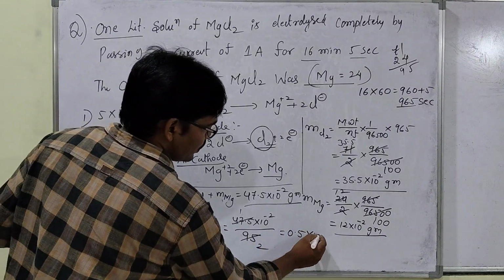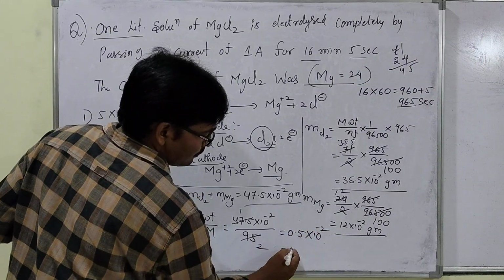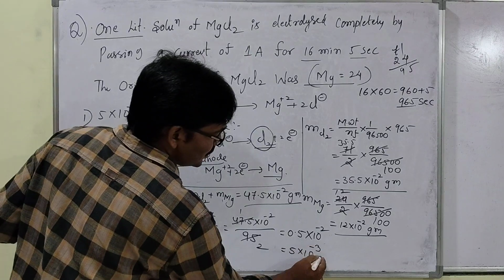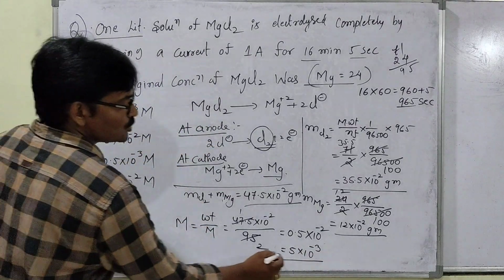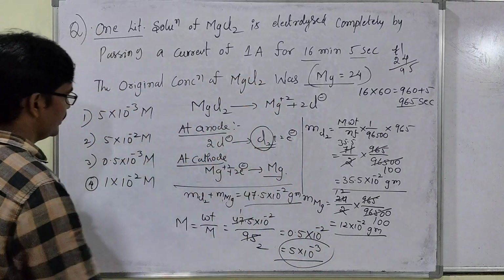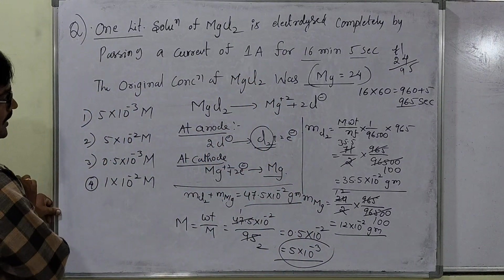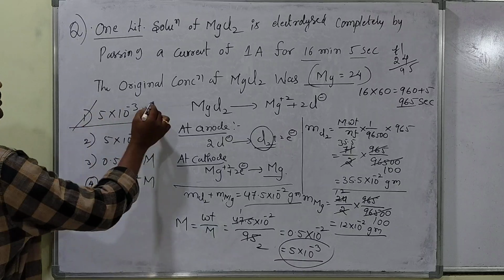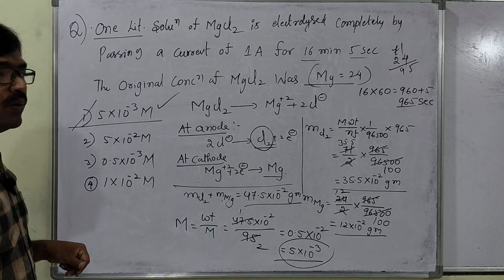0.5 into 10 to the power of minus 2, then 5 into 10 to the power of minus 3. So this is the actual or original molarity, that is 5 into 10 to the power of minus 3. So the first option is the correct answer, 10 to the power of minus 3 molarity.